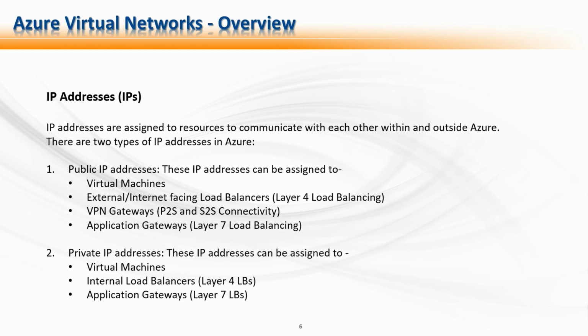Now coming to the private IP addresses. The private IP addresses, on the other hand, are used for communication within an Azure vNet. These IP addresses also allow communication with your on-premises network when a VPN gateway or an ExpressRoute is established with the on-premises network, that is, using the site-to-site or the point-to-site connectivity. The private IP addresses can be assigned to the virtual machines, to the internal load balancers, and the application gateways.